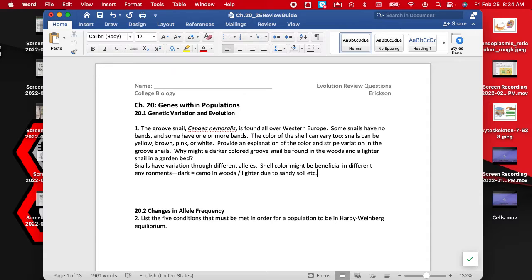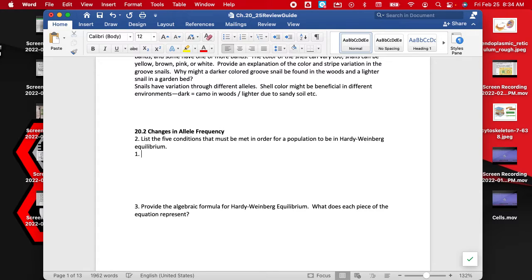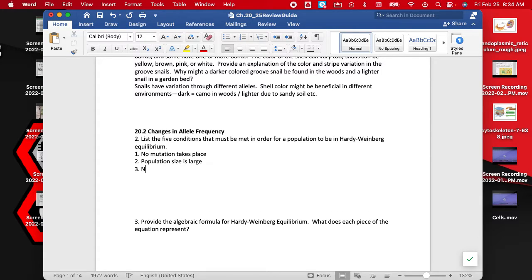Okay. 2, list the 5 conditions that must be met in order for a population to be in Hardy-Weinberg equilibrium. No mutations take place. No genes are transferred to or from other places. Population size is large. Levi just said no genes are transferred. Mating is random, between populations.